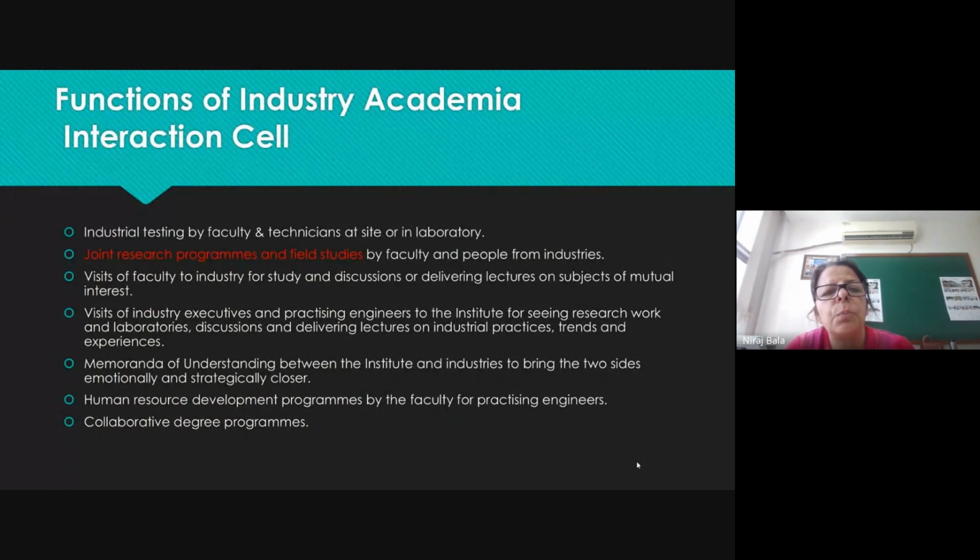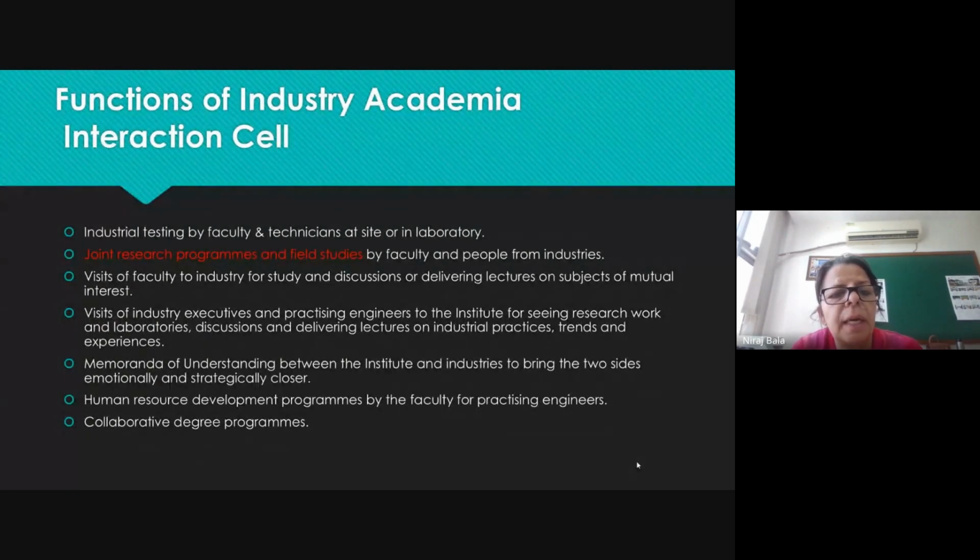Sometimes, suppose you have some equipment at your institute, so for the industry you can do certain testing also. In our institute, we are doing a lot of consultancy in the civil department for various industrial sectors. In mechanical also we have certain instruments, like spectroscope and other instruments, SEM, EDS analysis. So when industry people require some testing, they can contact the institute and get their testing done. Another scope is joint research programs and field visits by faculty and people from industries. It is not easy for each faculty member to separately go and search. So if there is a dedicated industry academia interaction cell, it will help the whole institute.